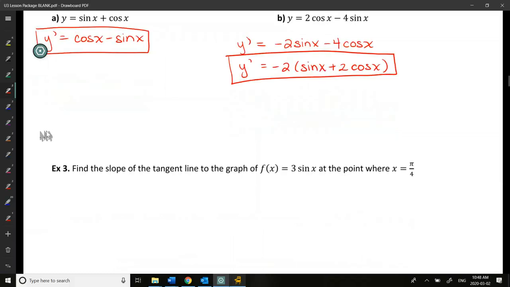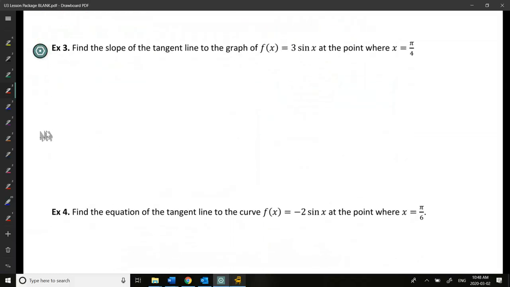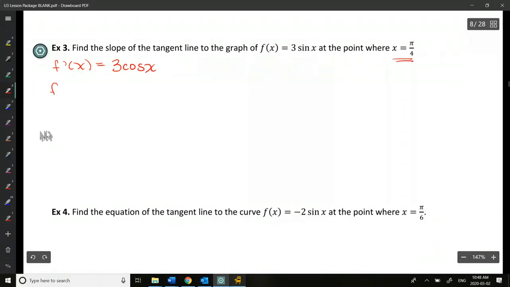Okay. Find the slope of the tangent line to the graph of f at the point where x equals pi over 4. So for the slope of the tangent, we want to think derivative. So we're going to find f prime of x to start. The derivative of 3 sine x, what's the derivative of 3 sine x? Michael? Cos x. 3 cos x. Very nice. And we are going to evaluate that derivative when x equals pi over 4.